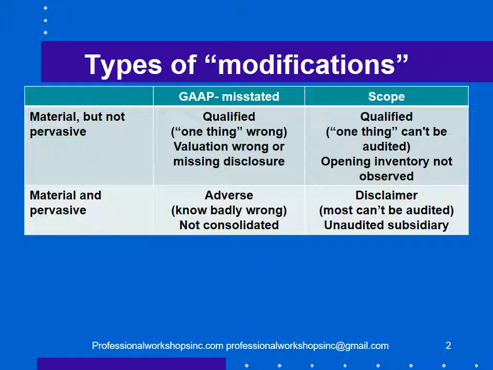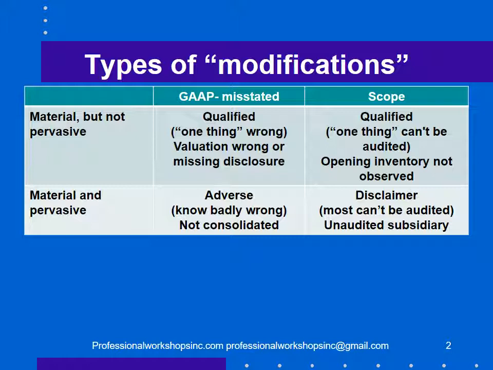Now, there are 4 types of modifications, and they're now called modifications. They used to be called qualifications, but because we called 2 of the modified audit reports qualified, they're now all referred to as modified audit reports. And there are 2 general types, a misstatement due to GAAP or the financial framework we're following, and a problem with scope. And in all cases, it has to be material. If it wasn't material, we wouldn't bother qualifying the audit report.